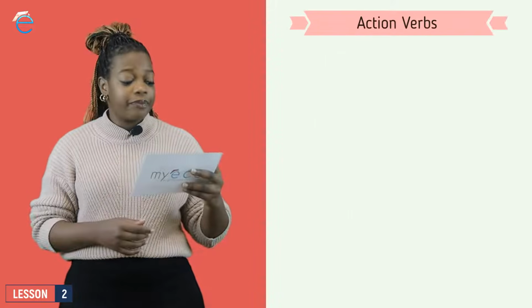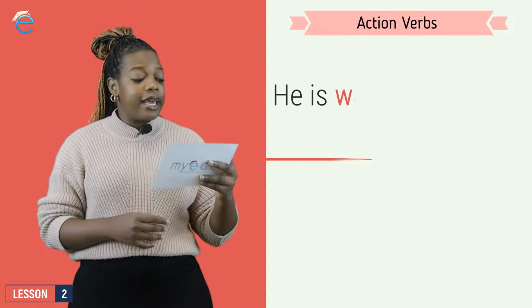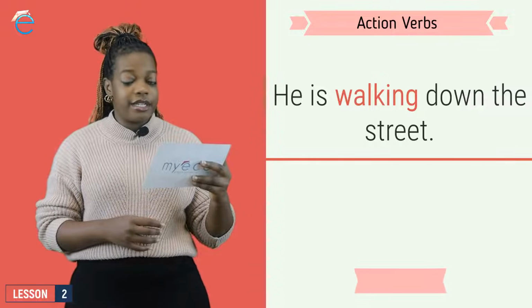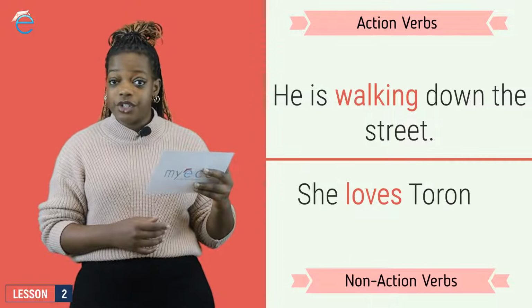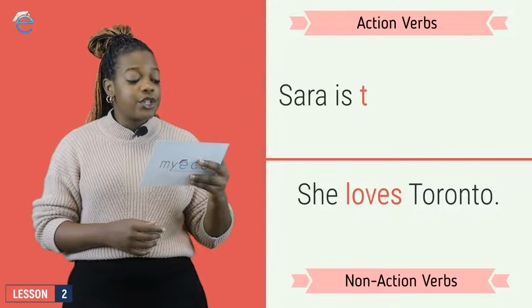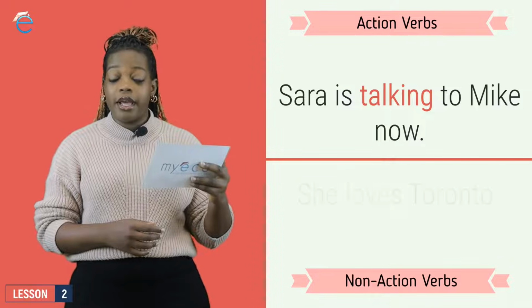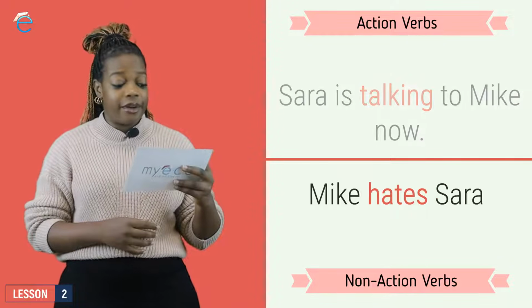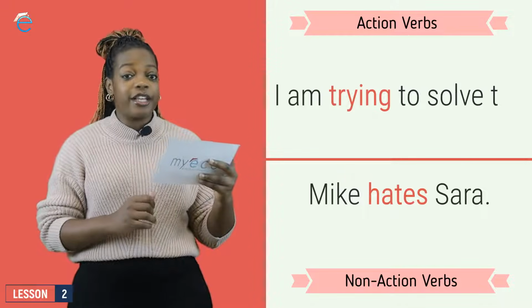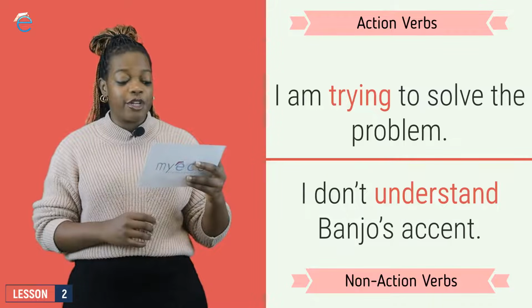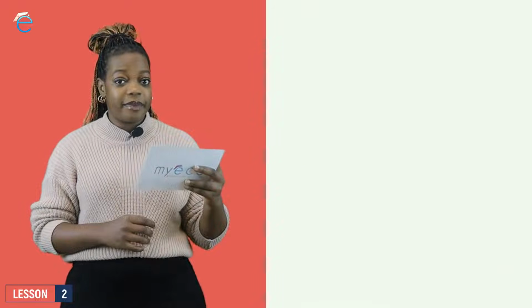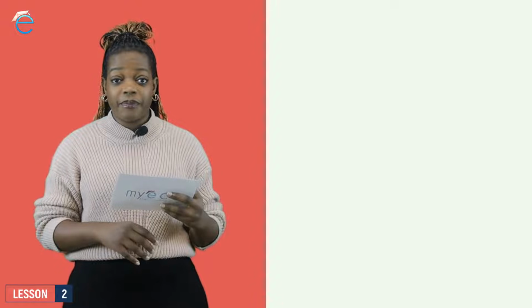For example, an action verb: he is walking down the street. A non-action verb: she loves Toronto. Sarah is talking to Mike now. Mike hates Sarah. I'm trying to solve the problem. I don't understand Banjo's accent. With one group, we've got the ing ending, and with the other, we don't.